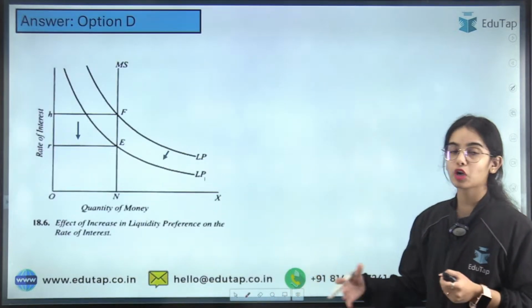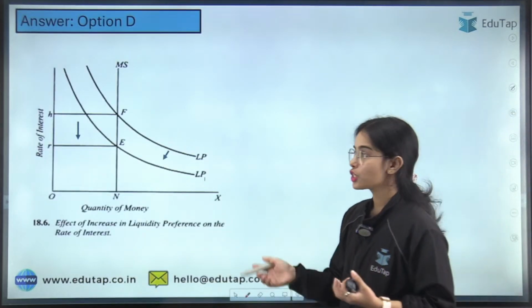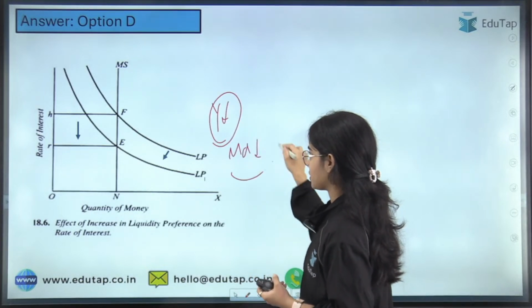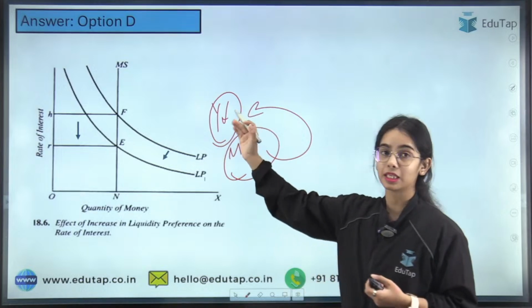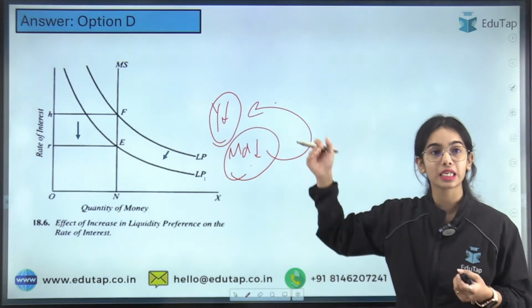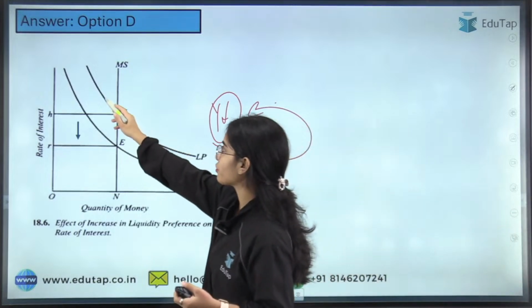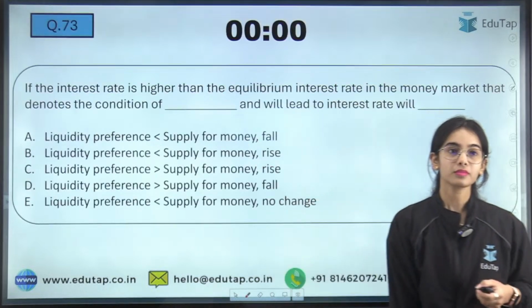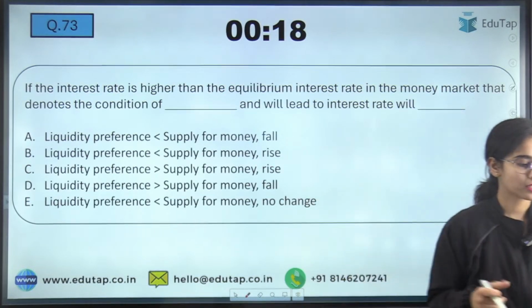If you want to see it from the liquidity preference theory, with the decrease in income, demand for money also decreases, because demand for money depends on income in a positive manner. With the decrease in demand for money, the rate of interest is also decreasing. Okay. Coming to the next question, try to answer this question.